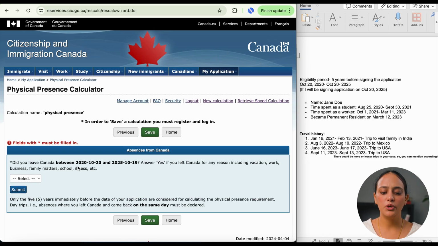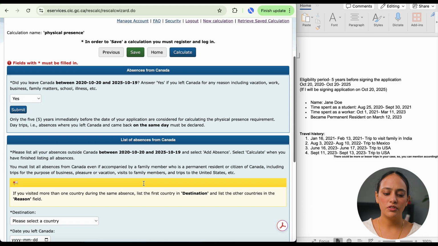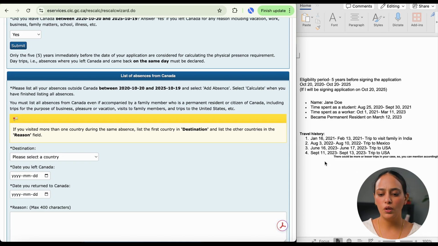Did you leave Canada between your eligibility period? For me, I had these 4 trips. Then I would say yes. And then submit. After that, I have to enter the details of all these trips. So please make sure, it's super important to track every absence, no matter how small, even if it was a 1-day trip. A few missed days can really make a difference. Even if there's a difference of 1 or 2 days from your physical presence, it could make you ineligible. So be careful.